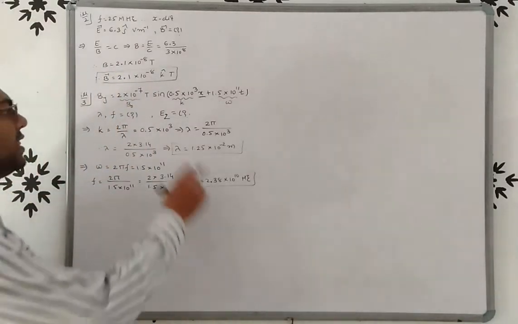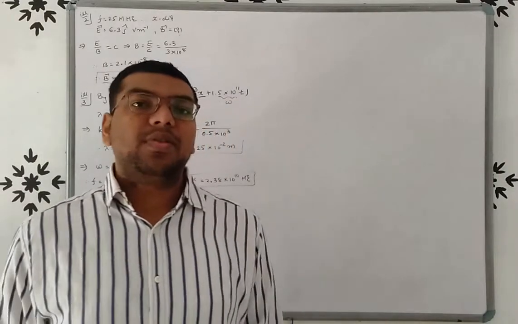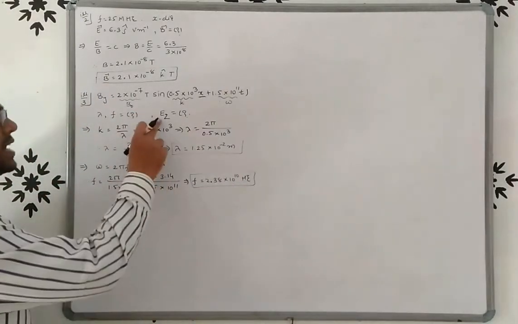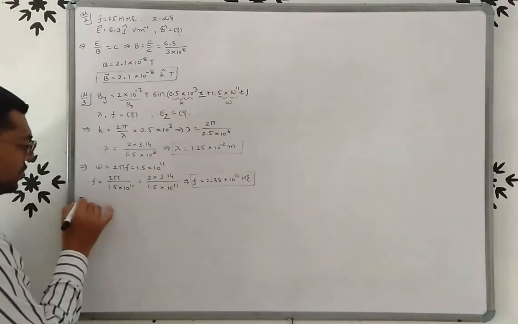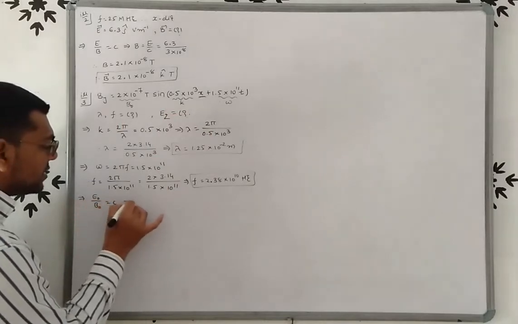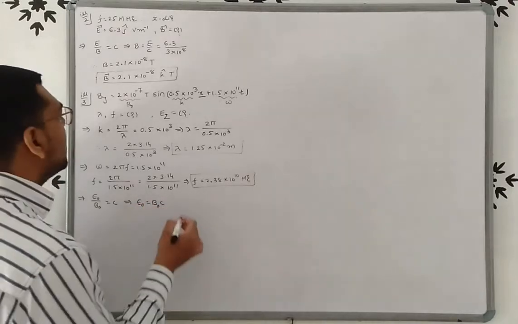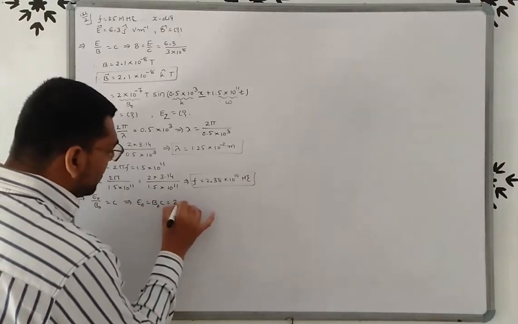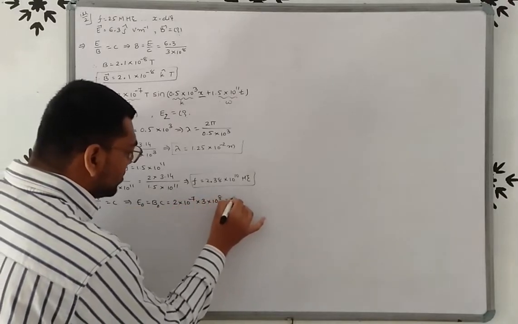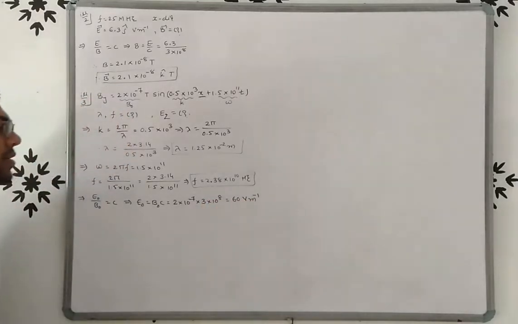Now we have to write the equation of the electric field. So for this, first of all, we have to find out E0, right? Because Ez is equal to E0 sine. So to find E0, we know that E0 by B0 is equal to C. So E0 is equal to B0 into C. Value of B0, 2 into 10 raised to minus 7. Value of C, 3 into 10 raised to 8. So we get E0 as 60 volt per meter.